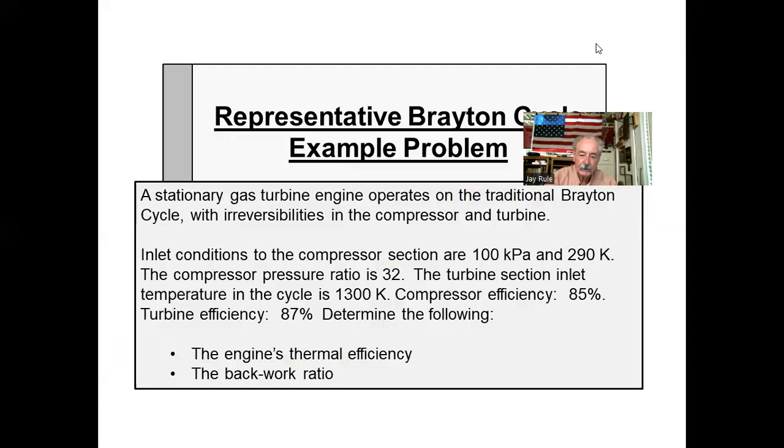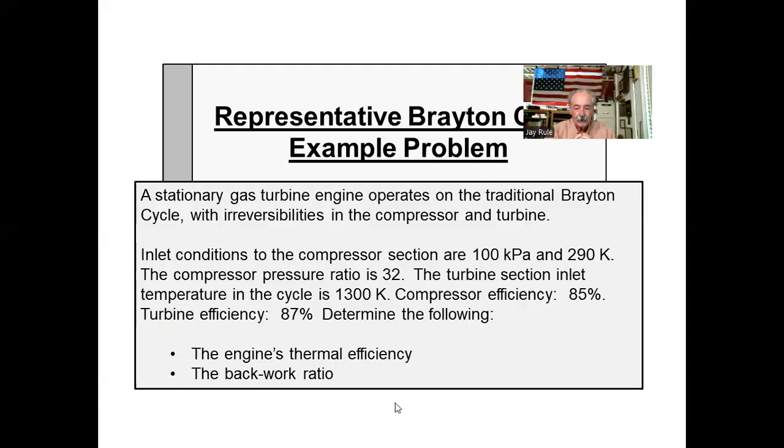So let's see if I can walk you through a representative Brayton cycle analysis example problem. And this would be like for a real gas turbine engine where you're given a lot of real world data. Okay, so it says a stationary gas turbine, so we're running a generator. A stationary gas turbine engine operates on the traditional Brayton cycle with irreversibilities in the compressor and turbine. The inlet conditions to the adiabatic compressor section are 100 kPa and 290 degrees K. So that's about ambient conditions.